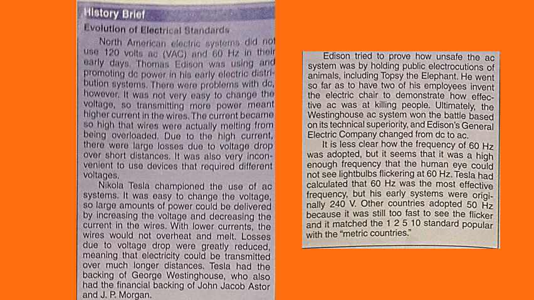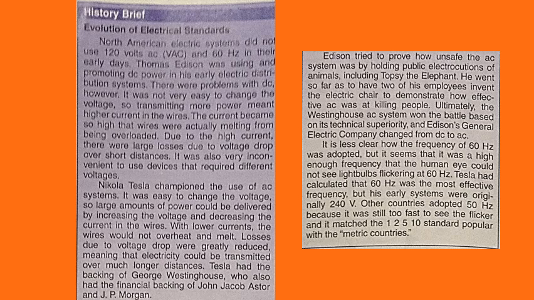Nikola Tesla championed the use of AC systems. It was easy to change the voltage so that large amounts of power could be delivered by increasing the voltage and decreasing the currents in the wires. With lower currents, the wires would not overheat and melt. Losses due to voltage drop were greatly reduced, meaning that the electricity could be transmitted over much longer distances.